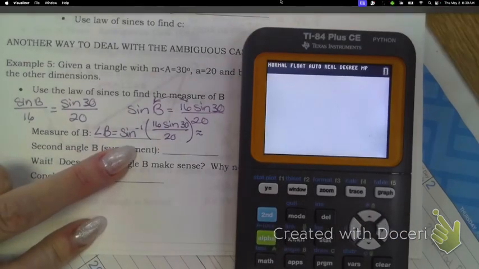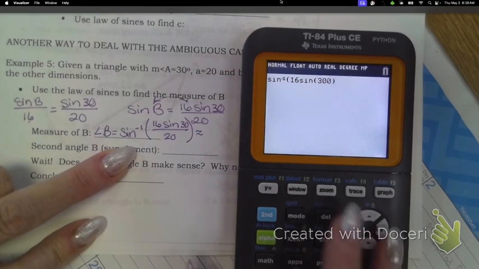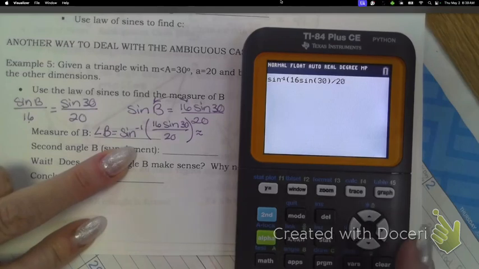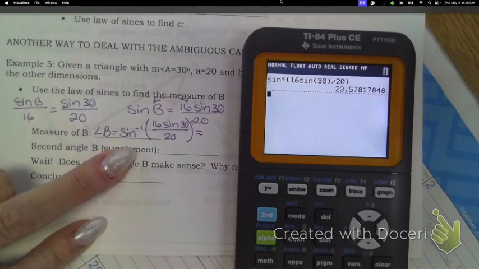So inverse sine of 16 sine of 30. I don't know why I'm putting sine of 30 in there because half of 16 is 8. Divided by 20. Did everyone get 23.6?